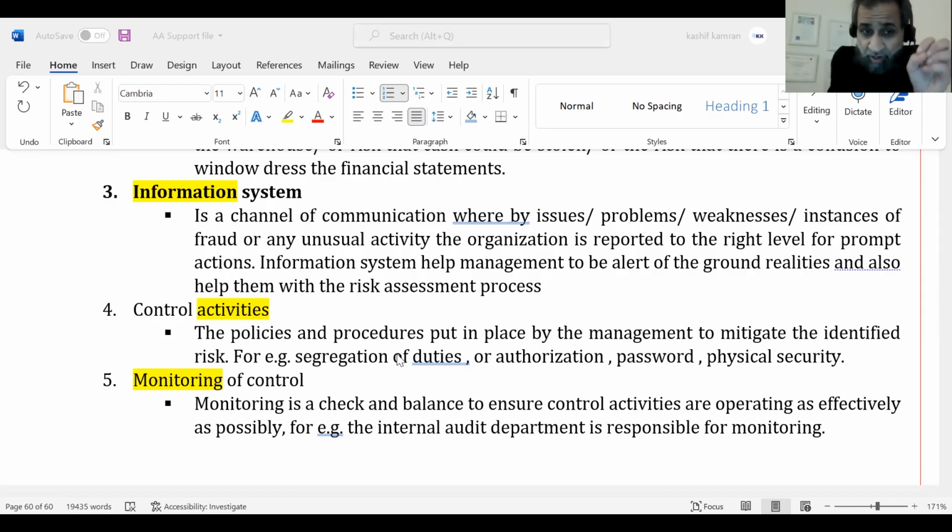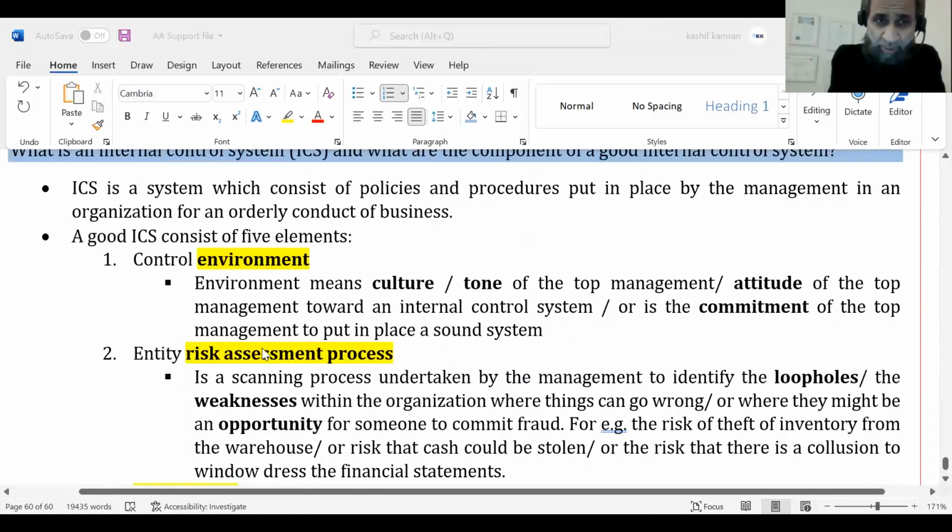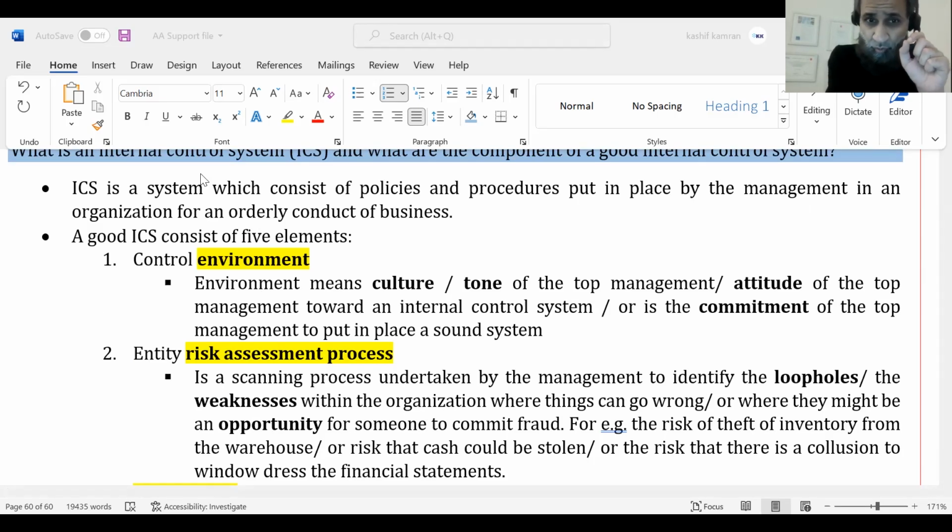So these are the 5 elements of a sound system of internal control. What your examiner expects from you from these 5 elements is just knowledge. He might ask you to list the 5 components of an internal control system, or explain or define the control environment. So that's the maximum. Just try to go over the 5 components, understand their connection with the sound system of internal controls, and have them at your fingertips.